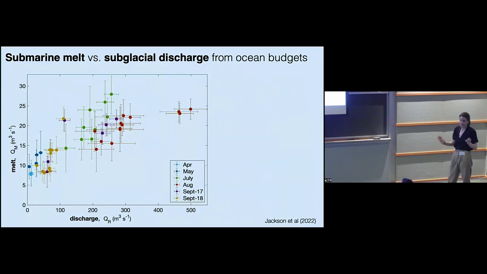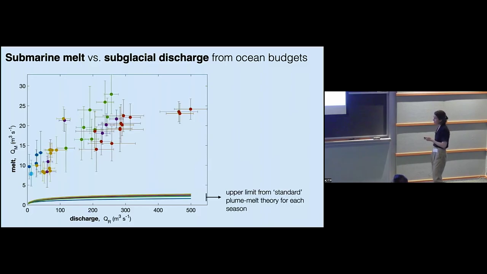And I'm really glossing over the methods, which are described in this paper and a few previous papers as well. But what this lets us do is examine the relationship between submarine melt and subglacial discharge across a wide range of conditions over various field campaigns. And so what we find, again, in line with the first two papers that I just mentioned, the melt rates are way larger than standard predictions from any variation of the way that plume melt theory has been applied to estimate melt at these tidewater glaciers.